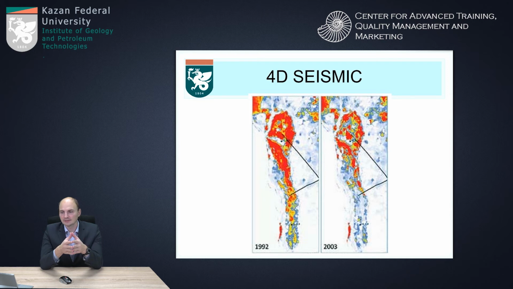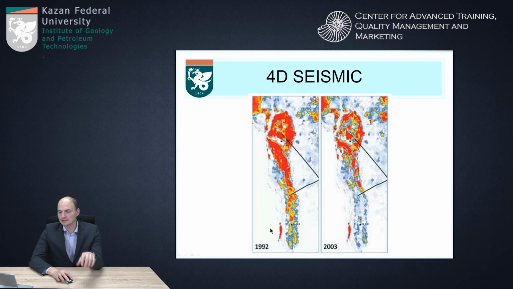In 4D seismic, we are shooting the same 3D survey at a different time. For example, in this picture, we can see the first survey in 1992 and the second in 2003. And we can see that the reflection of the horizon changed dramatically. And this change actually occurs because of the change in the saturation.